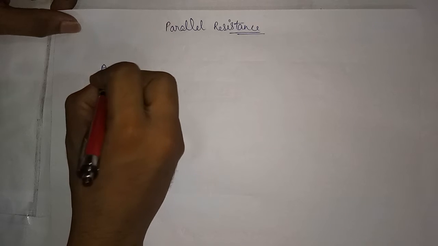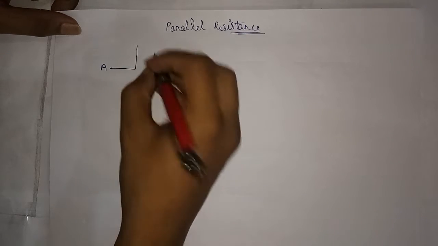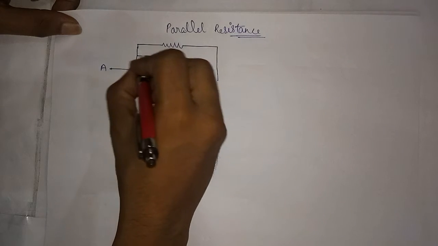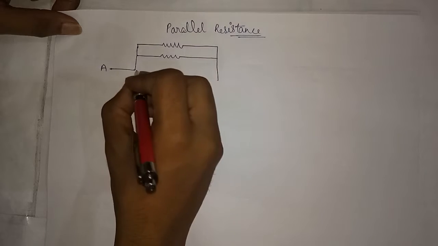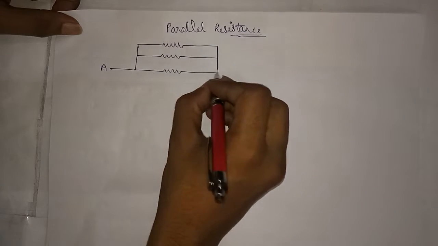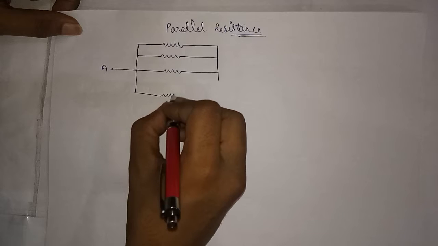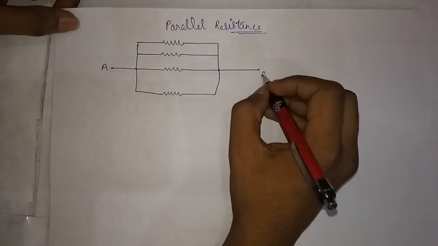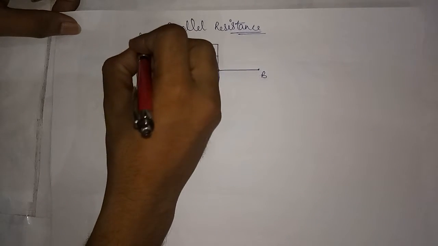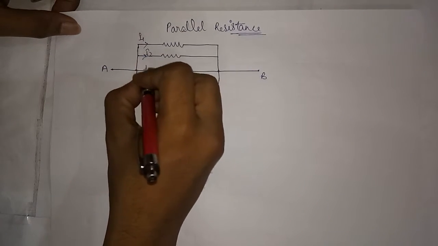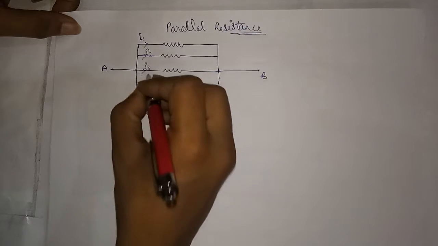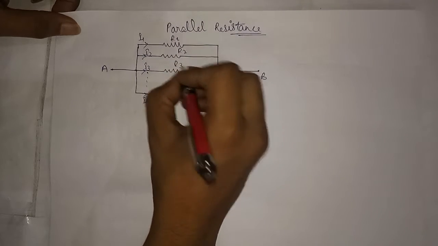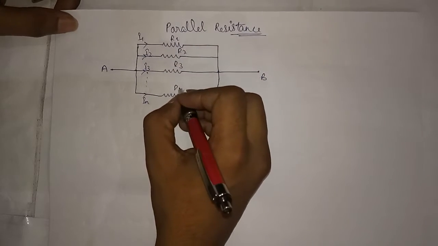So this is a point A, having several resistances in parallel, and this is point B. So this is current I1, I2, I3 up to IN. These are resistances R1, R2, R3 and Rn.